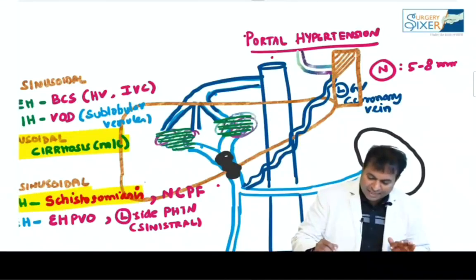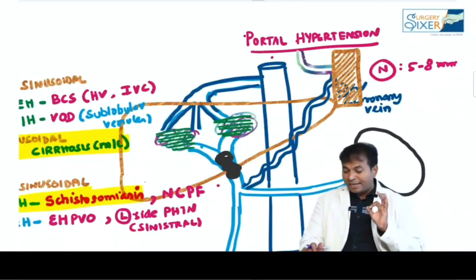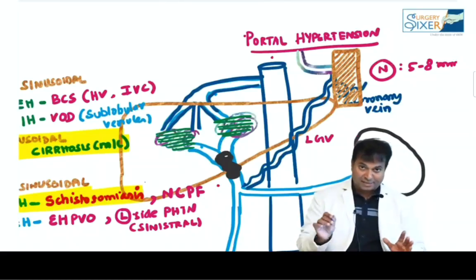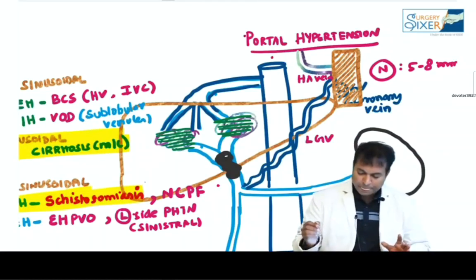At the esophagogastric junction level, this is a high-yield anatomy question. Please don't forget: there is a collateral formed between the left gastric vein and the accessory hemiazygous vein. Not azygous, it is with the hemiazygous vein. So this is the first important collateral.